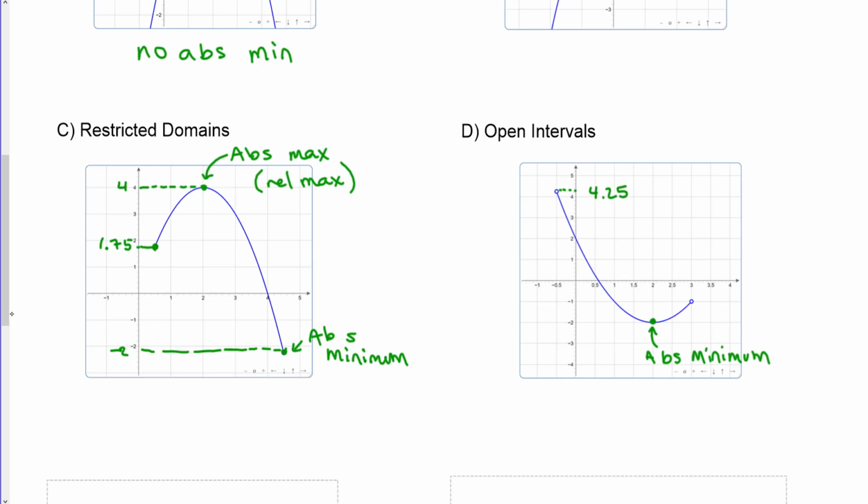But the problem with that is this. If that open circle is at 4.25, then it's not included as part of the domain of this function. So 4.25 isn't included in this set. So 4.25 is not the absolute maximum, because it doesn't exist on that set. So then you might be thinking, okay, well then it's just the next point down, which makes sense.